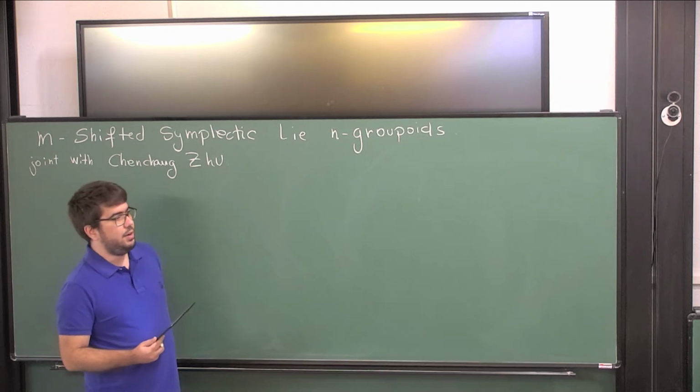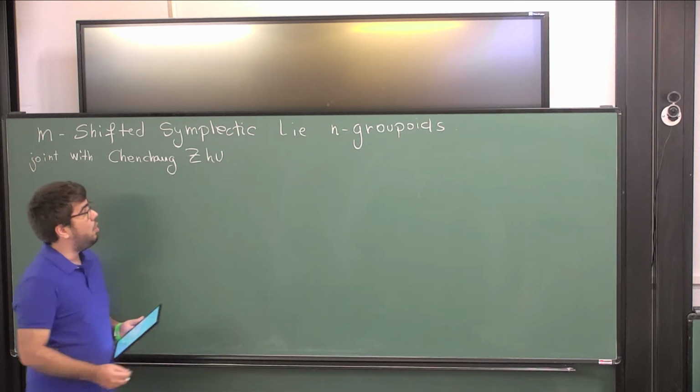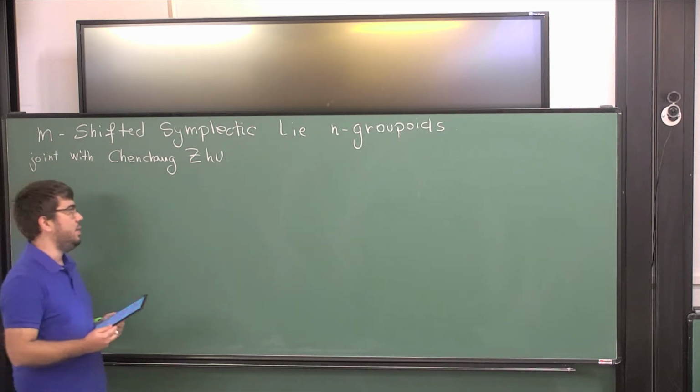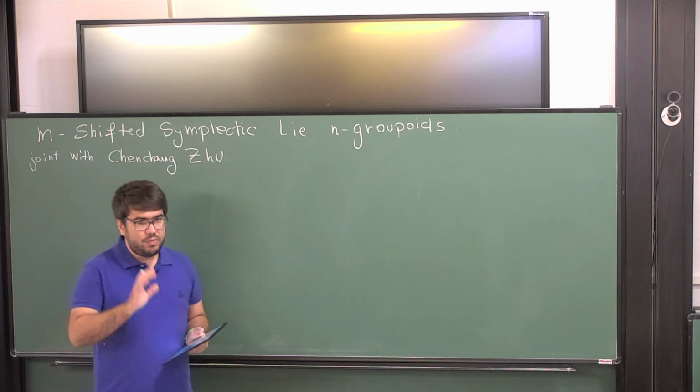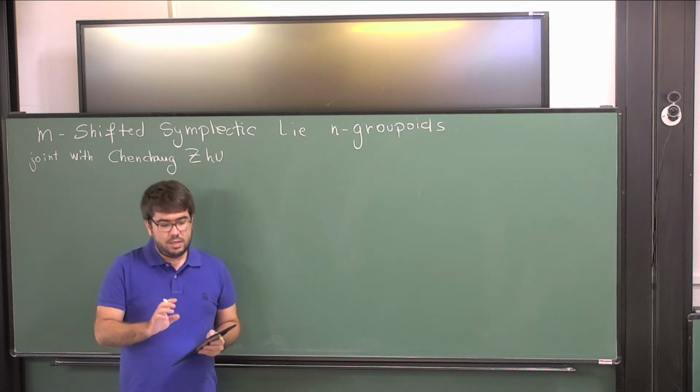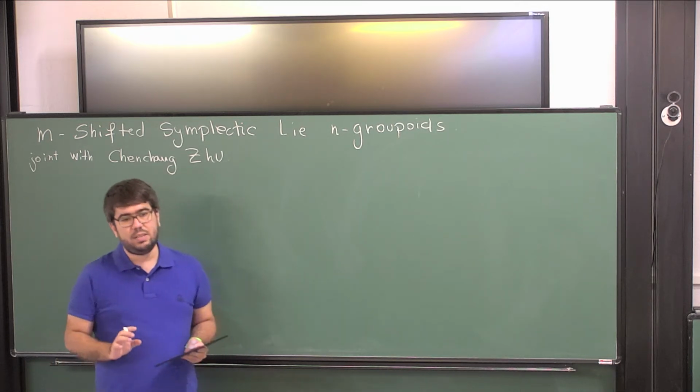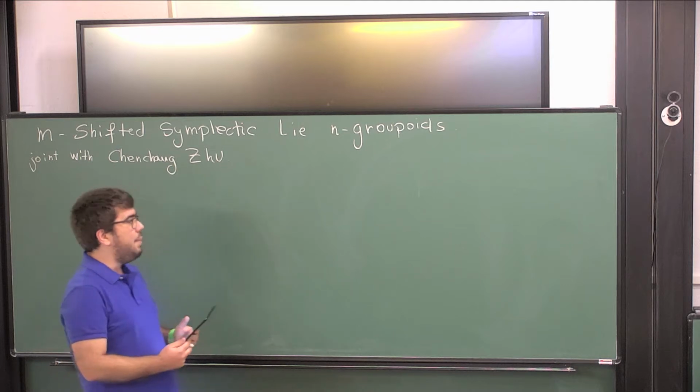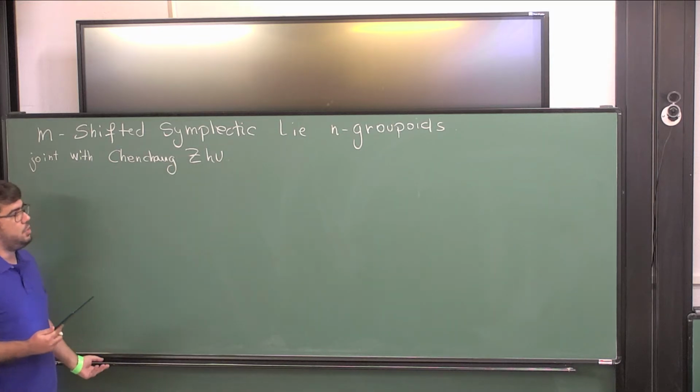Something that already appeared in Safranov's talk, that are the shifted symplectic things. And the point of this talk basically is to give concrete and explicit formulas and examples of these objects.